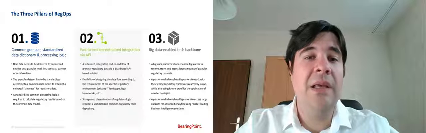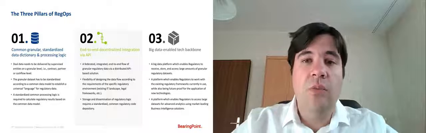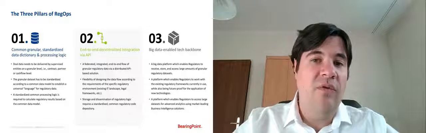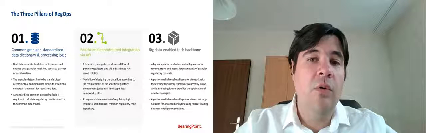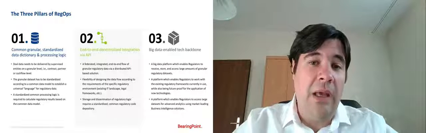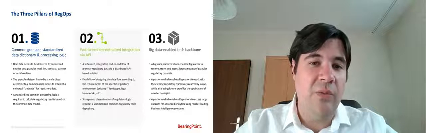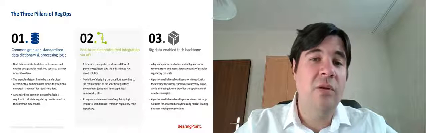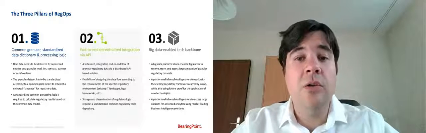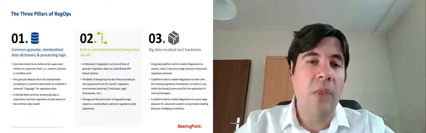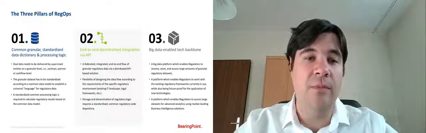The third pillar is a big data-enabled tech backbone. Because RegOps gives regulators access to more granular data than ever before, regulators have to be able to process this granular data. Therefore, new technology is required. And this technology, of course, needs to enable regulators both to work with the existing regulatory frameworks and to be future-proof for the application of new technologies and new regulatory requirements. Of course, the platform should also enable regulators to use this new wealth of data for analytical purposes and business intelligence as well.